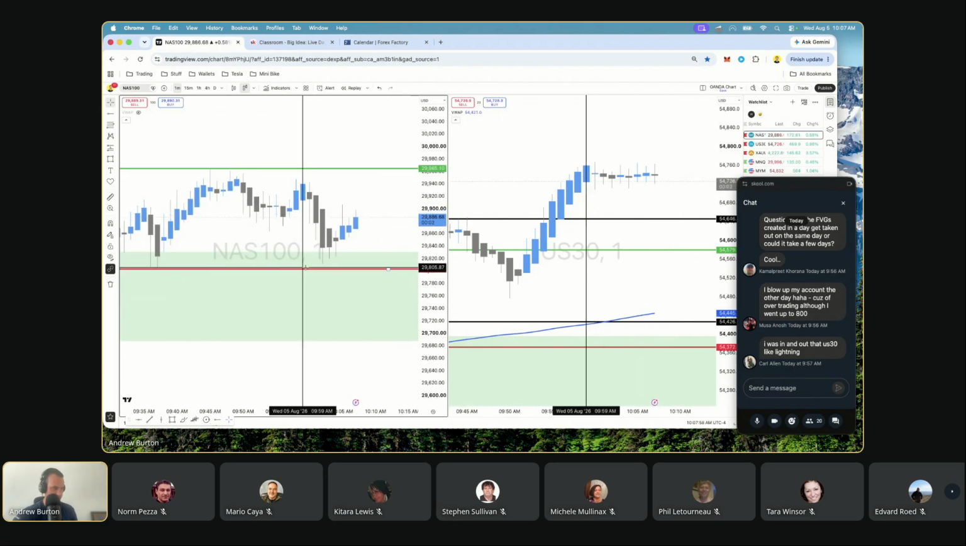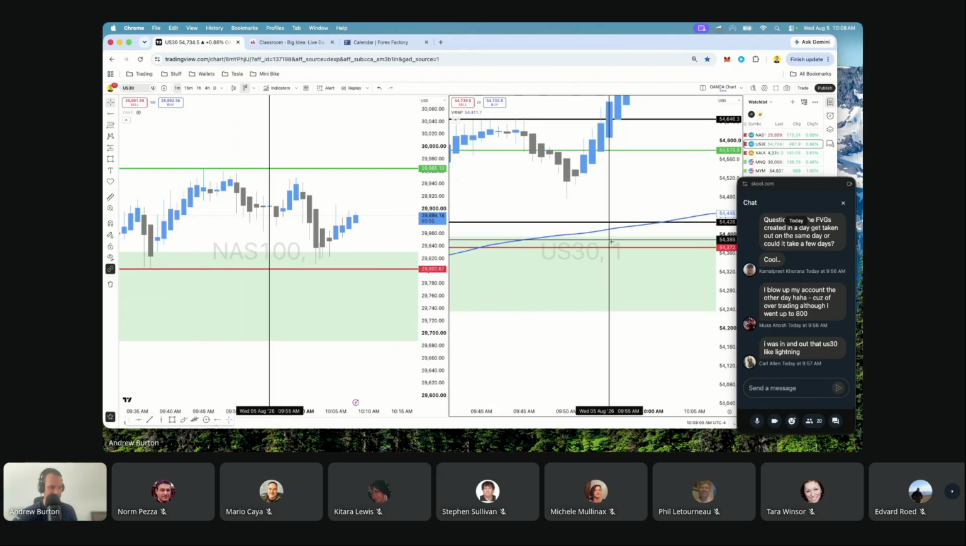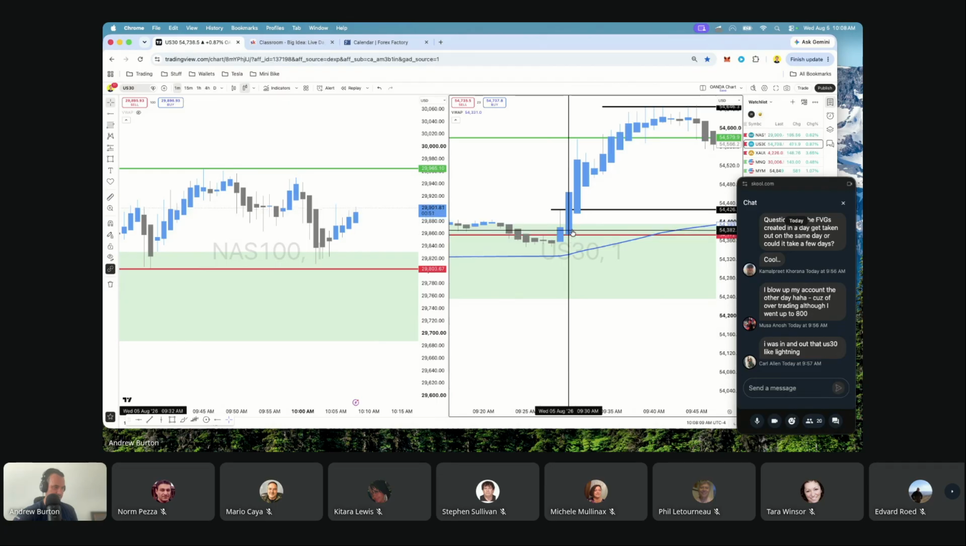So this is the open range for NASDAQ. It's 15 minutes. The open range for US 30 was down here. It's 2 minutes, which is crazy. From here to here is 2 minutes in these candles. So one candle, two candle.